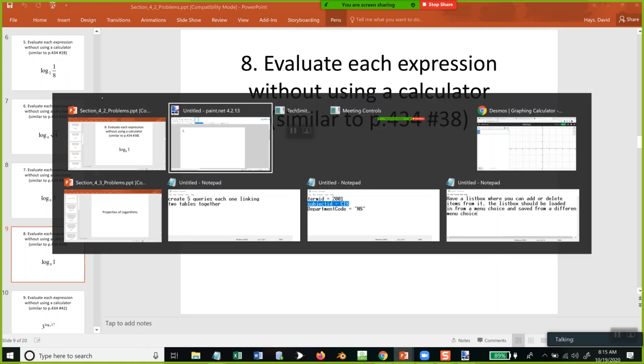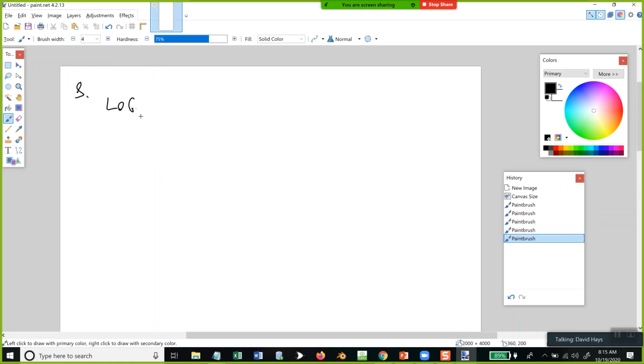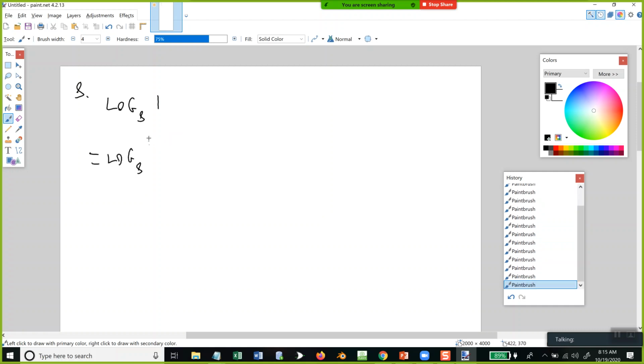Let's see, log base 8 of 1. Now our base is 8, which means we have to rewrite the 1 as 8 to a power. Well, anything to the 0 power is 1. So 8 to the 0 would equal 1. So now our 8's would match. So log and 8 are going to cancel. And 0 drops out of the exponent. And that's our answer.